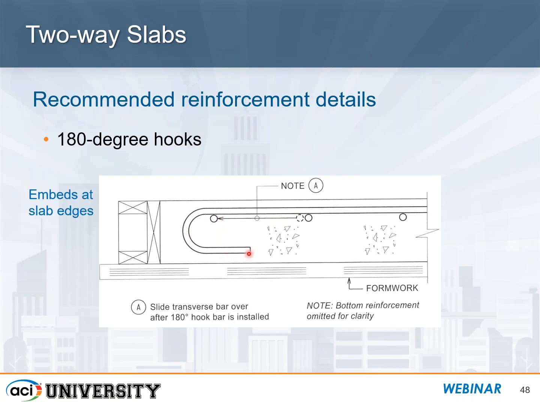One other thing I wanted to mention here: when we have embeds at the slab edges, this could be, for example, due to your facade attachments. That's another place which could cause you issues with your reinforcing bars, and you need to develop special details at those ends so that there's no interference between your hooked bars and whatever embeds you may have at that location.